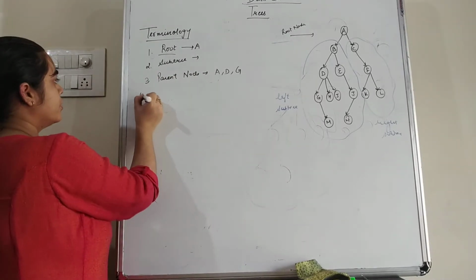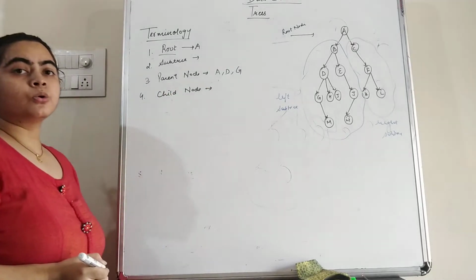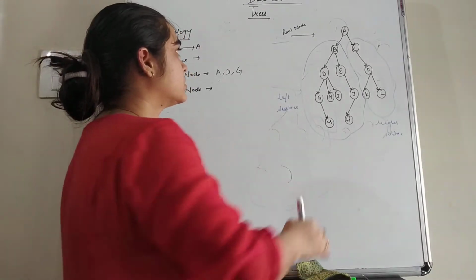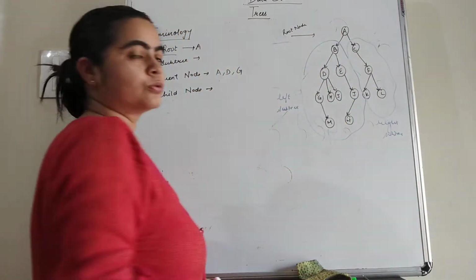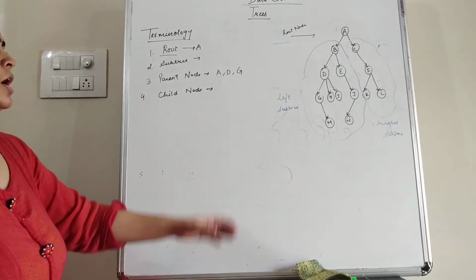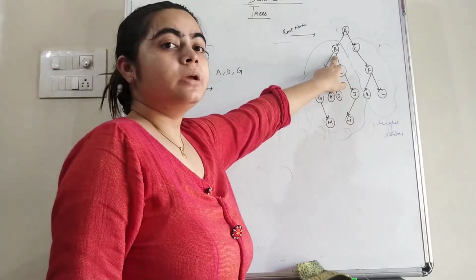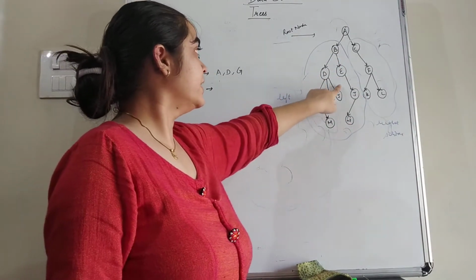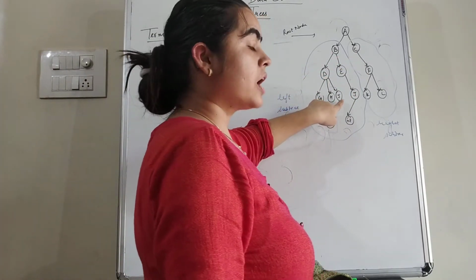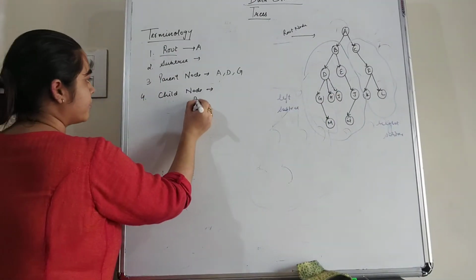After parent node, the next term is child node. A child node is a node which has a parent. In this case, B and C are the child nodes for A, because B and C are the children of parent A. Next, D and E are the child nodes for parent B, so D and E have one parent, that is B. Next, G, H, I are again the child nodes for which node? For parent node D.